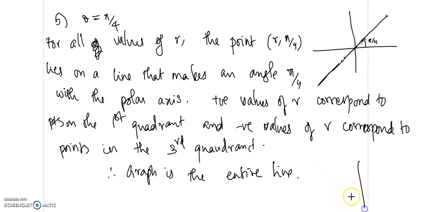So that is going to be the graph. Now, if you have a restriction on r, that r is greater than 0, that will contain only the portion of the line in the first quadrant. Now, if r is less than 0, that will contain the portion of the line in the third quadrant. So that is the required curve.